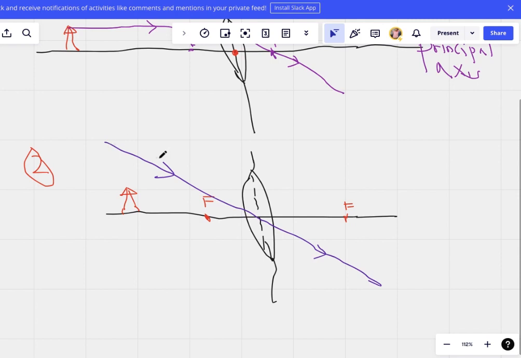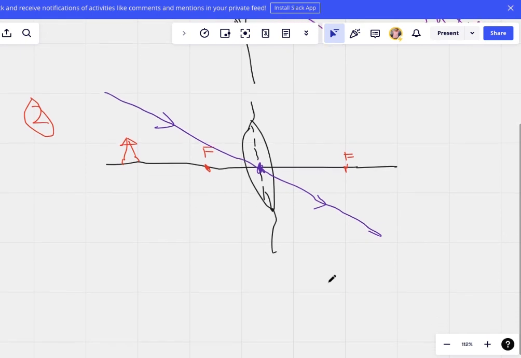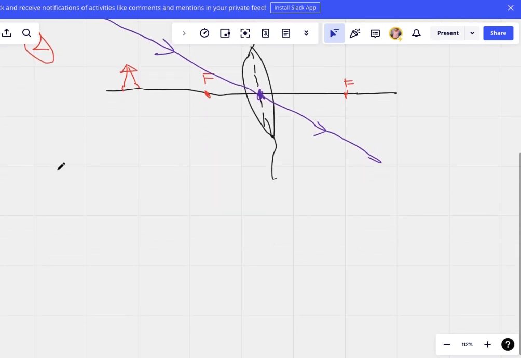Any ray that is coming through the optical center, this center, that passes through this optical center of the lens will remain undeviated. This is rule number 2. Now let's take a look at the third rule for forming images in a lens. Okay, the third rule.